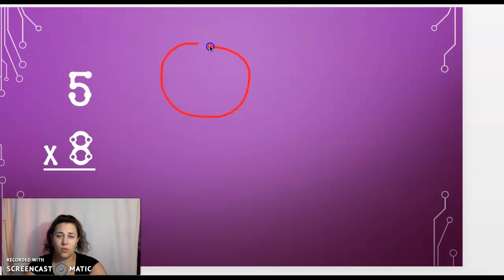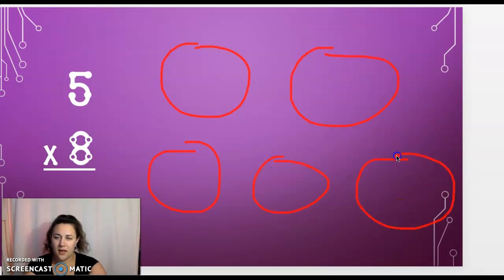So we have 1, 2, 3, 4, and 5, right? Because I see a 5 here. So I made my 5 groups. Now my second number tells me how many I need in each group. And how many should I put in each group, friends? 8. Awesome job. So 1, 2, 3, 4, 5, 6, 7, 8.